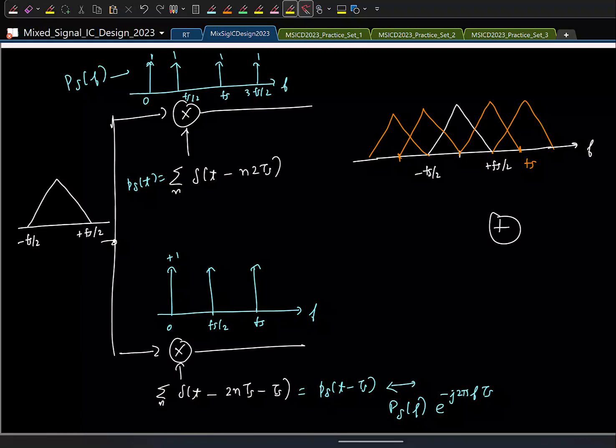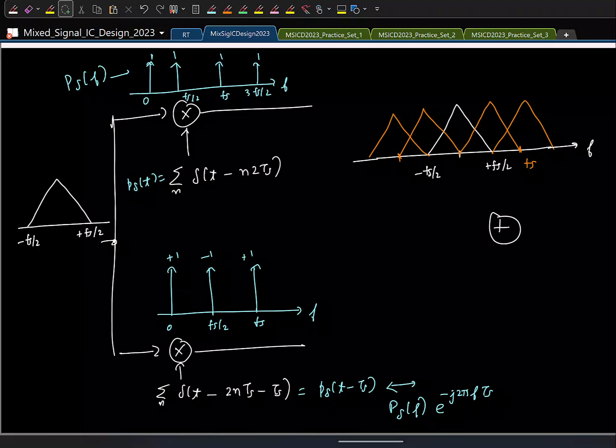So what about the frequency shift? What about the phase shift at fs by 2? If I put f to be fs by 2, what is the phase I get? Pi. So e power I have j pi. So what is the scaling factor? Minus 1. What can you say about the next one? Plus 1. It will be alternating 1 and minus 1.